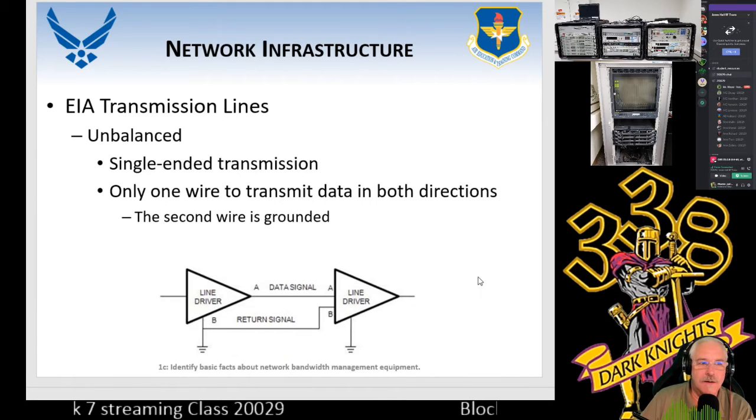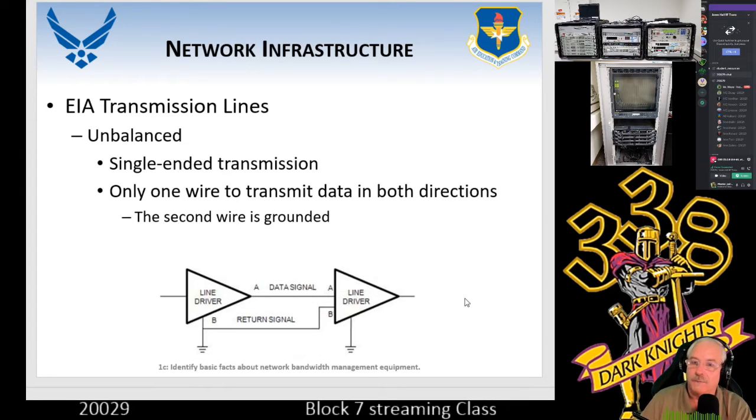Next up, we have an unbalanced line. This one is a coax cable. The big thing is everything travels on that center pin. The shield is what is grounded, and it keeps all the noise from being on that center pin.